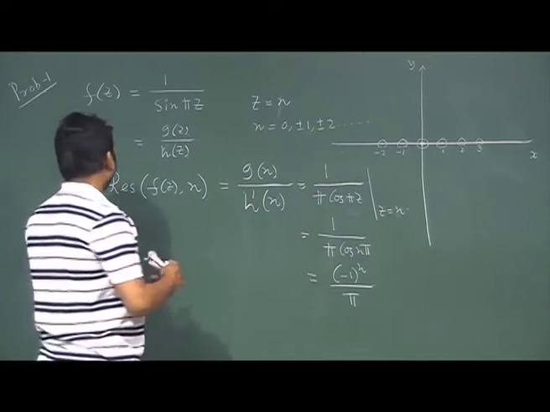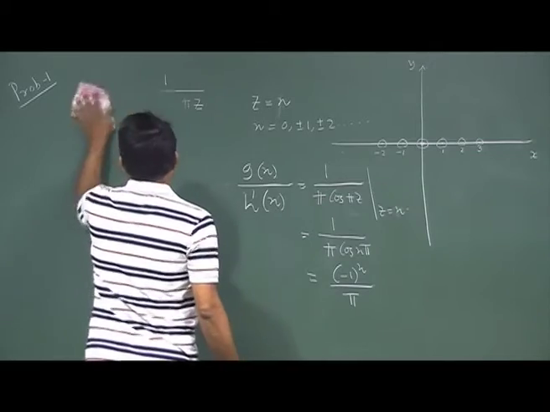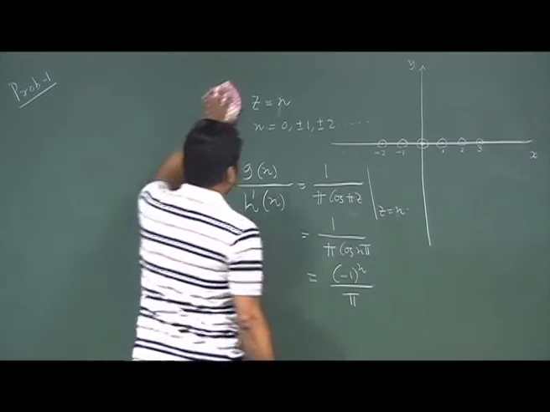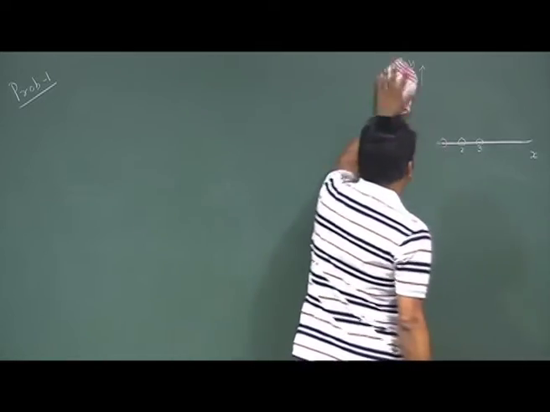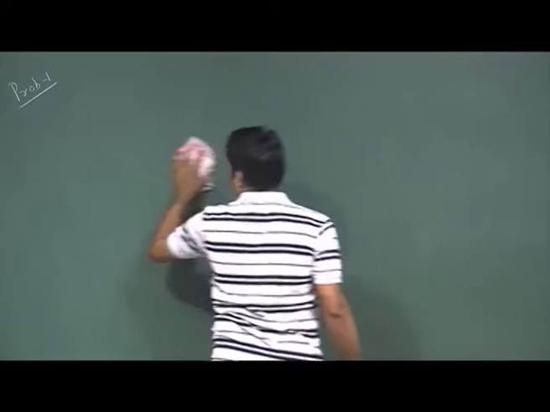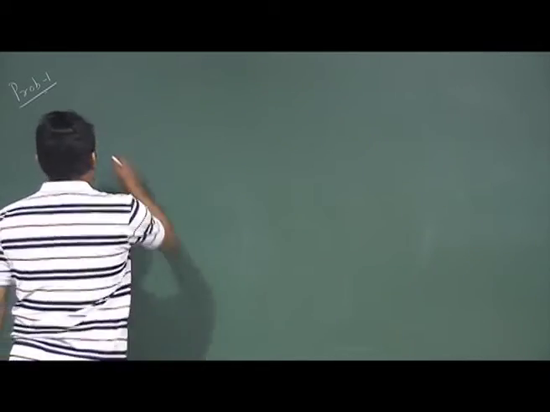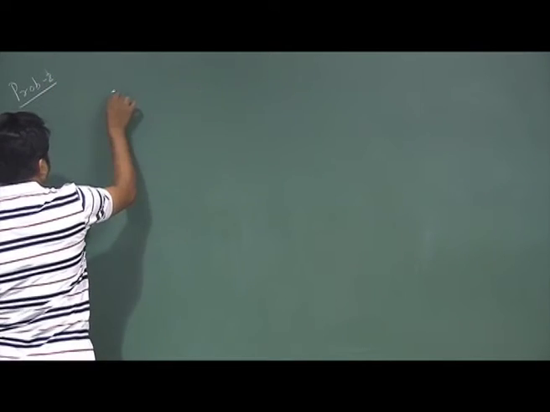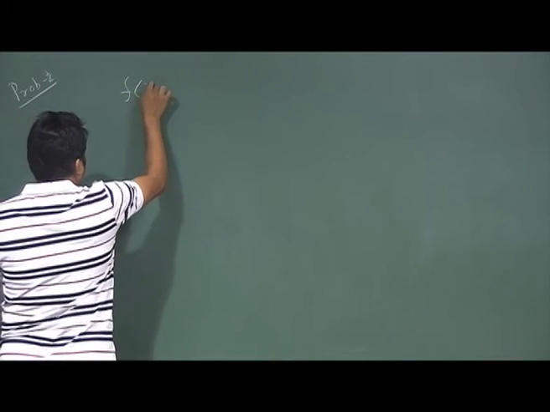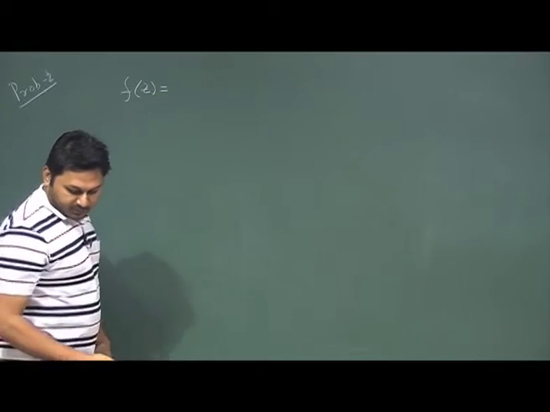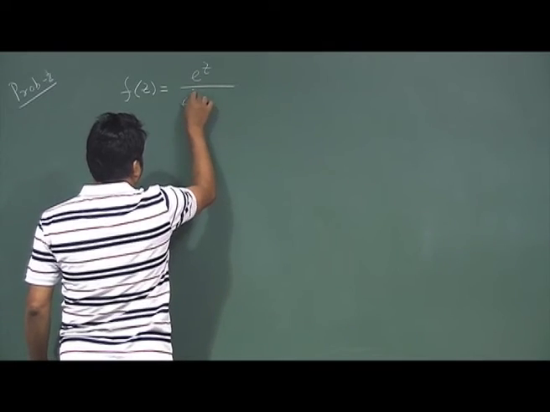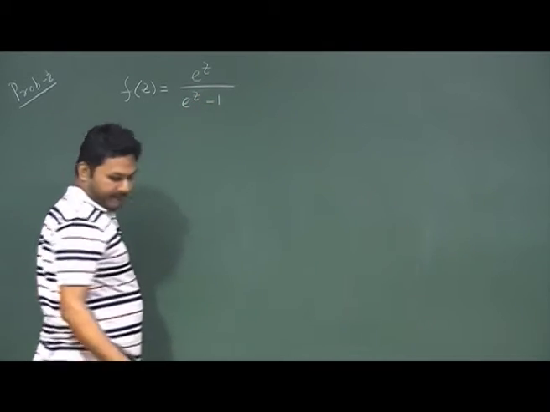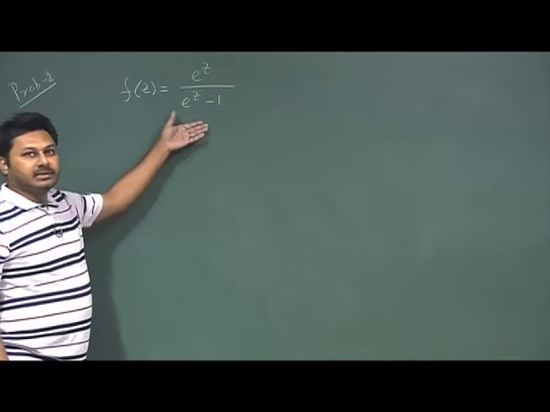I hope you understand how this kind of problem will be tackled, and how beautiful this form is, and you can exploit many things with that. So we will go with a few other problems. For example, this one, problem 2: f of z is equal to, let us see what the problem is in our hand, e to the power z divided by e to the power z minus 1. This is the problem that is in our hand.